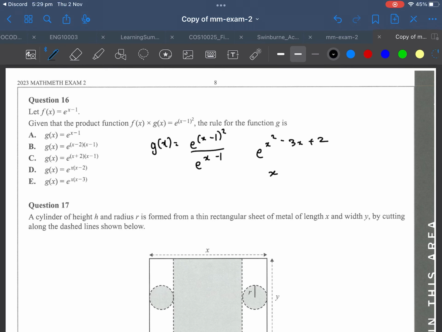Okay, so if I were to factorize the quadratic, we'll get x minus 2 and x minus 1. So that matches option B. So I'm going to go with B.